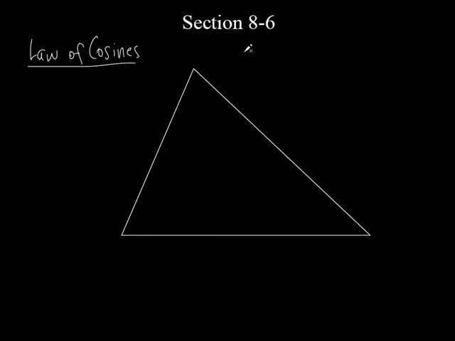Do you remember the Pythagorean theorem? A lot of times you say a squared plus b squared equals c squared, but then we change it around a little, saying c squared is equal to a squared plus b squared. The law of cosines starts off like the Pythagorean theorem. We just add a little extra stuff to it. So it's minus 2ab cosine of C.